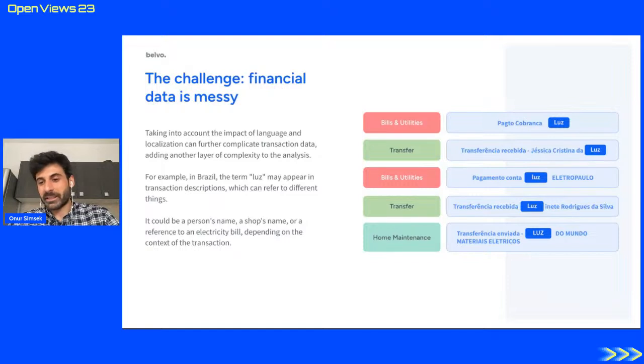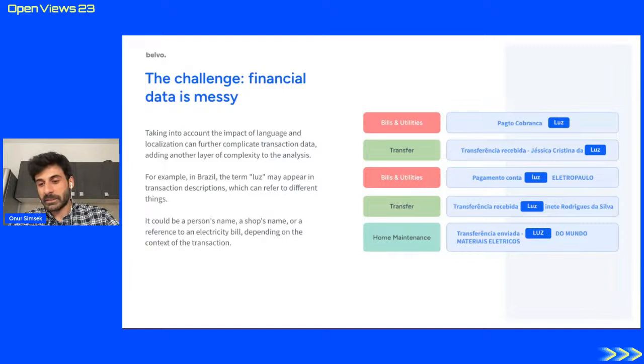The third one is similar to the first one, pagamento contra luz. Actually, you see it's kind of like bills and utilities as well. The fourth one is transferencia recibida Lucinete Rodriguez da Silva. Probably I cannot pronounce it well, but in here, this is the person name.